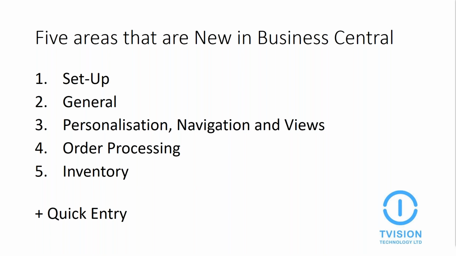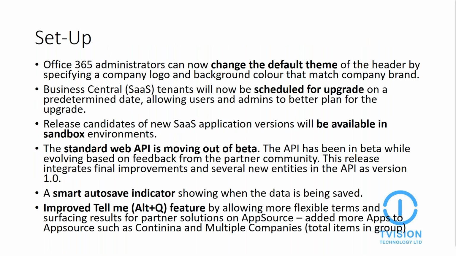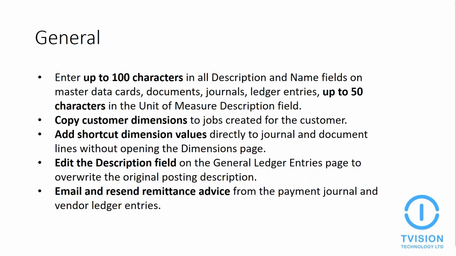So, first of all, setup. There are various points here about changing the default theme, the schedules for upgrade, the availability on the sandbox, the standard API, Smart Autosave indicator, and the improved Tell Me feature. In general, it's about the number of characters you can use, copying customized dimensions, adding shortcut dimension values, editing the description field, and emailing and resending remittance advice.